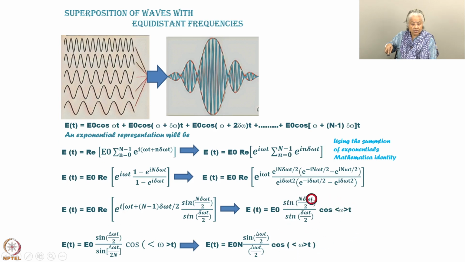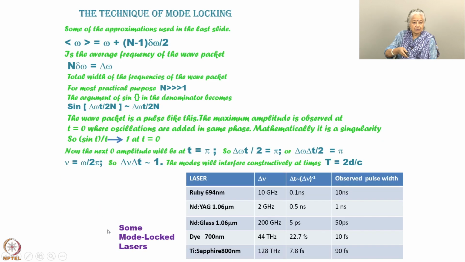Now, just look at this part of the function. Okay, here, if you see inside the bracket, a little bit of manipulation is done. What manipulation? Again, going back here. So, it is easy to recognize that N into delta omega will be this bandwidth. This is the total number of modes, times the separation between two modes. Obviously, this will be the total width of the frequencies of the wave packet. Okay, this will be the total width.